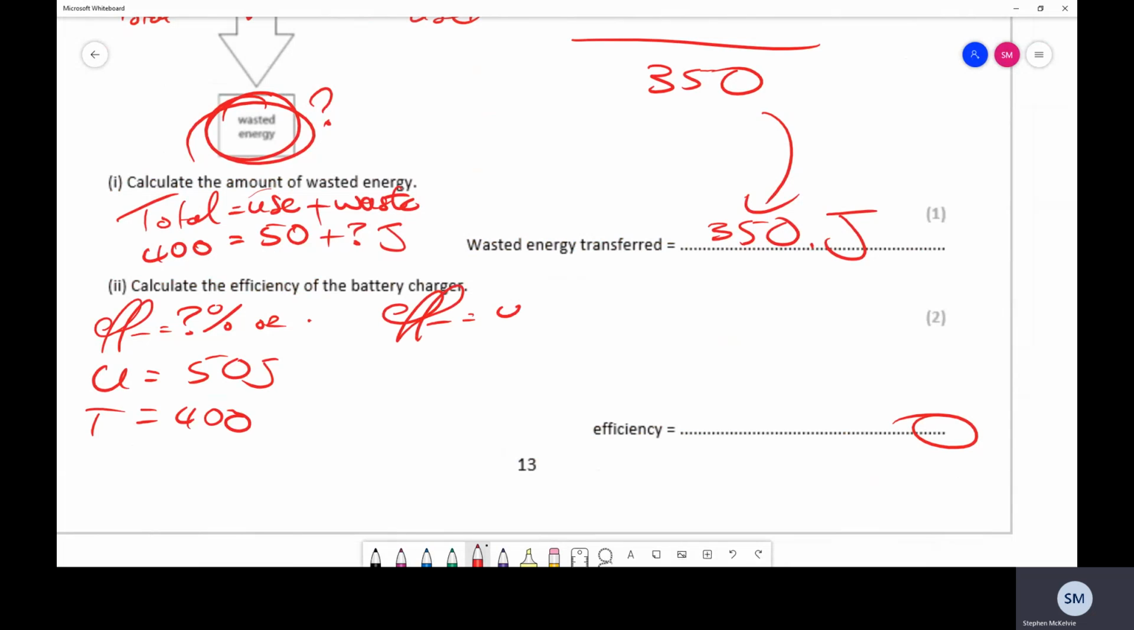Efficiency is equal to useful divided by total. Efficiency is equal to 50 over 400, giving me 1/8, which is 0.125 efficiency. If I want to, I can multiply that by 100 to give it as a percentage of 12.5%.